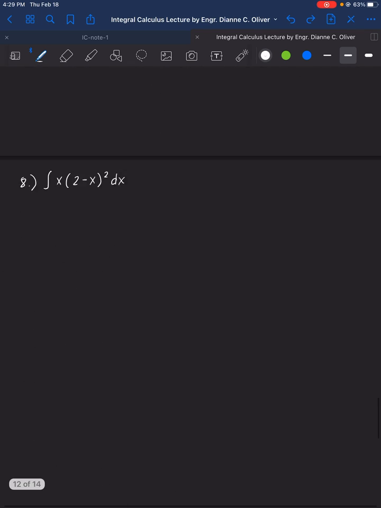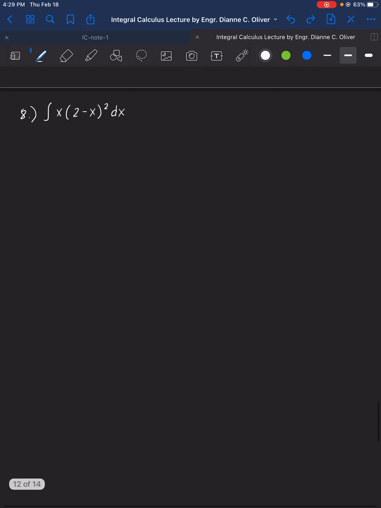Next, for number 8, integral of x times (2 minus x) squared. So how do we solve this? As you can see, it's only raised to the power of 2, so we can as well expand this.